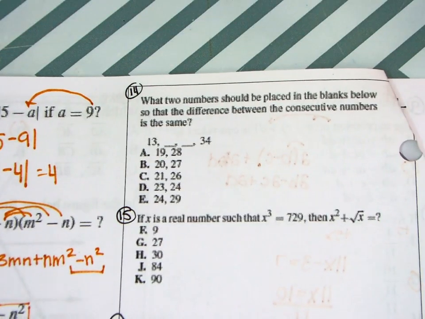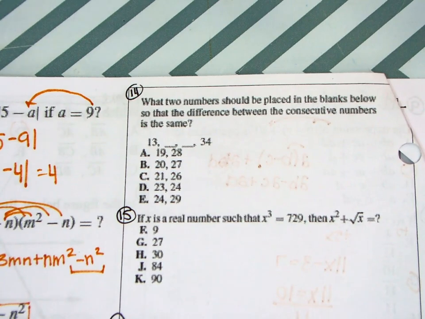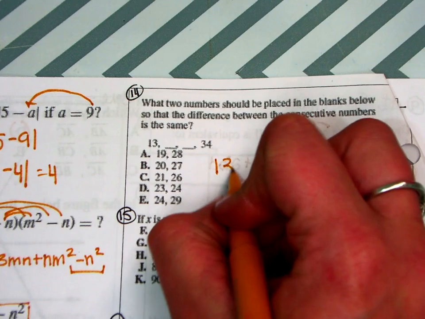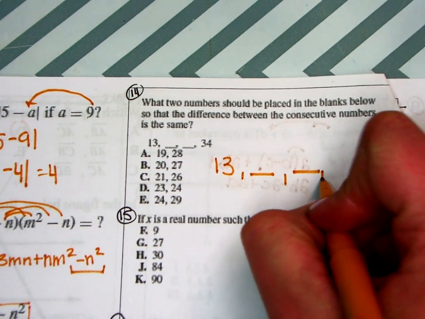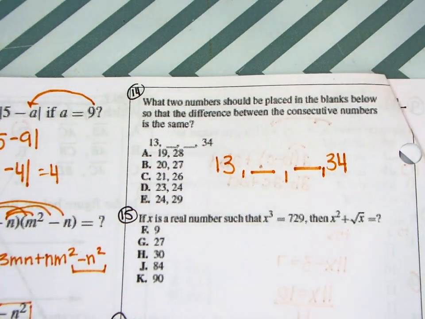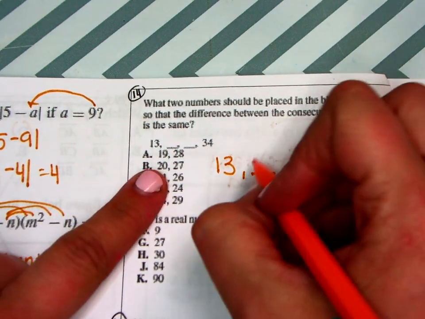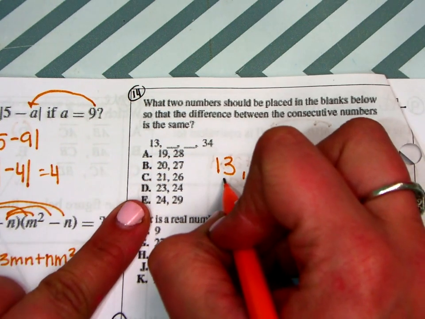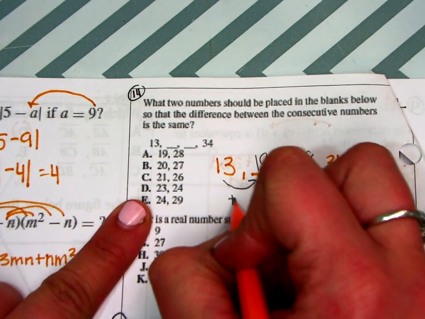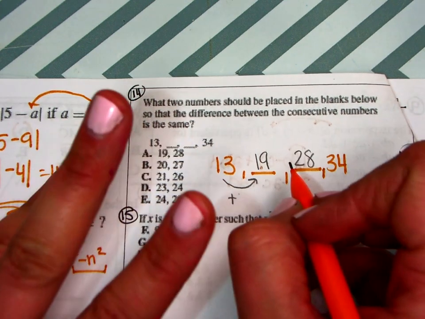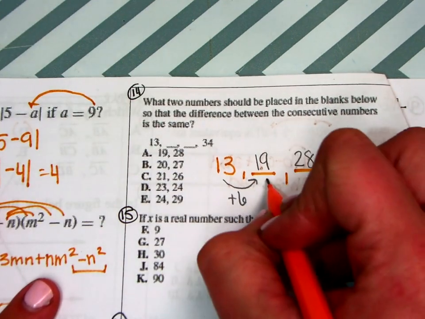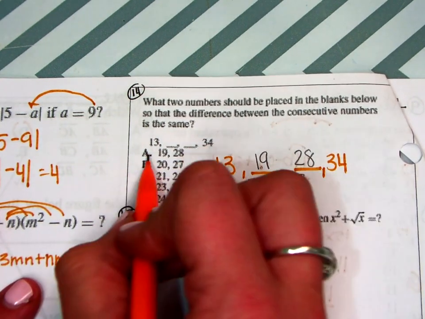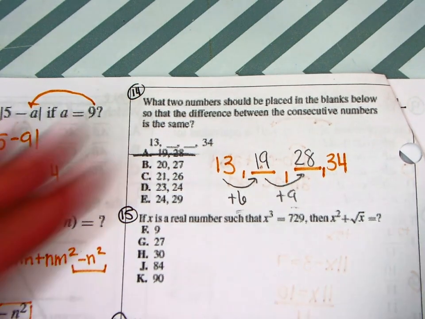Number 14. What two numbers should be placed in the blanks with the same difference between consecutive numbers? Basically, your answer choices should go in the blanks. So 13, blank, blank, 34. What I would do is just plug in the numbers. So first is 19, second number is 28. To get from 13 to 19, I would add 6. To get from 19 to 28, I would add 9. Notice how these are not the same, which means that's not our answer. They have to go up by the same number.